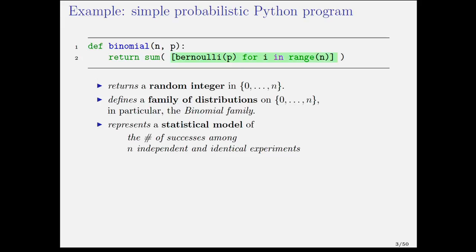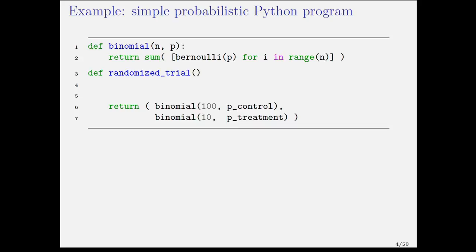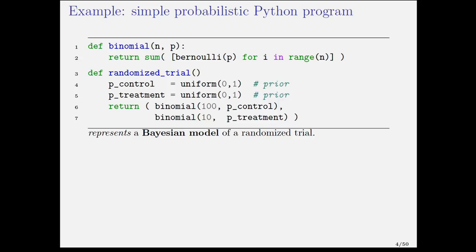Okay. And then the inferential problem is, well, I might model, like I was intimating, a randomized trial by a pair of binomial experiments. There's some control group and some treatment group. Now, I don't know what the success of the treatment is, or the probability that an individual will recover from their disease if they're in the control group or in the treatment group, but I can model my uncertainty with a distribution. Here uniform is meant to stand for some kind of statement of complete uncertainty as to what these parameters might be. And so the composition of these two procedures is a Bayesian model of a randomized trial.